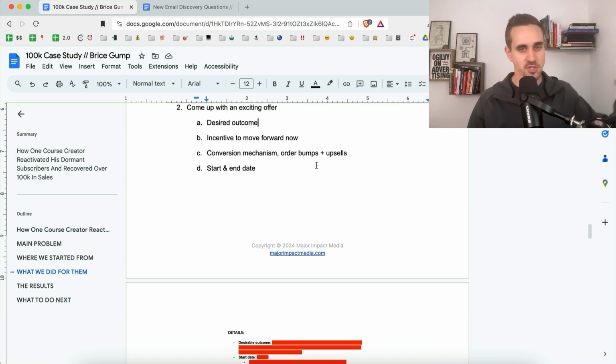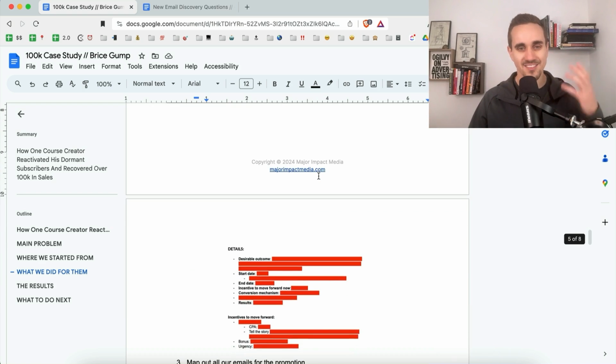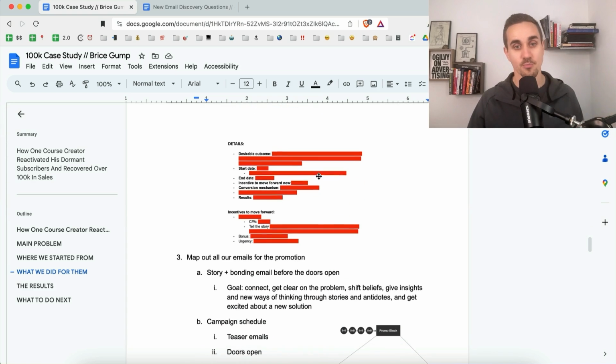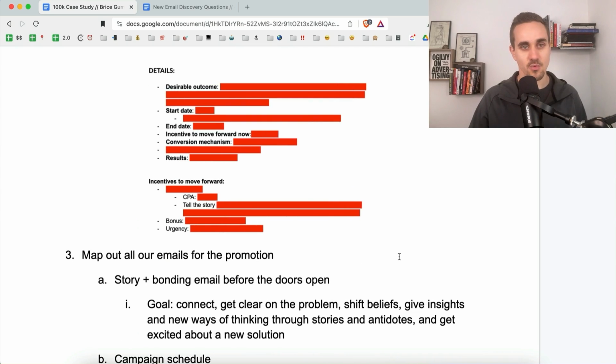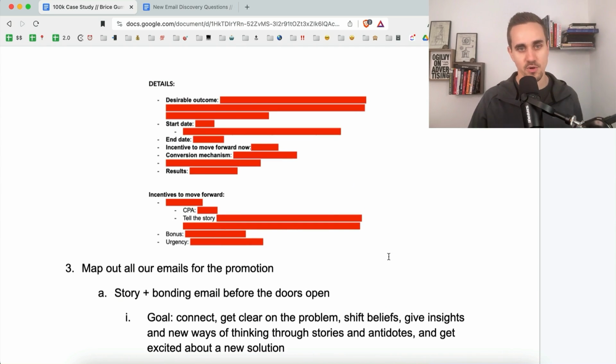We want to figure out what's the conversion mechanism. So what's the funnel, the sales page, the order bumps, the upsells, all that stuff. We want a specific start and end date, which is really important for these. And then we want to map all that out in a little doc like this, so we know, hey, here's what we're doing, here's the moving forward, all that good stuff.